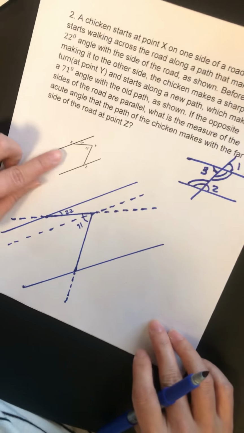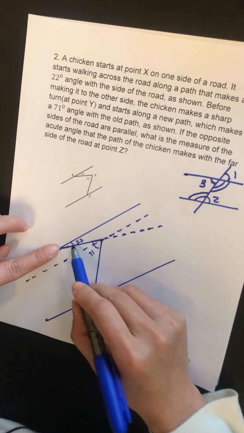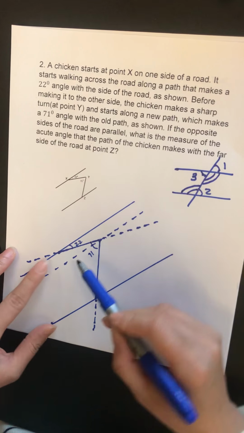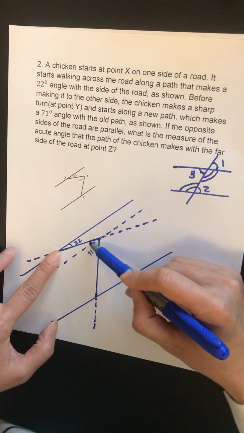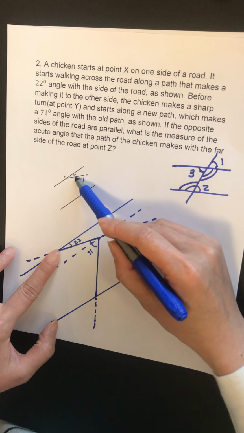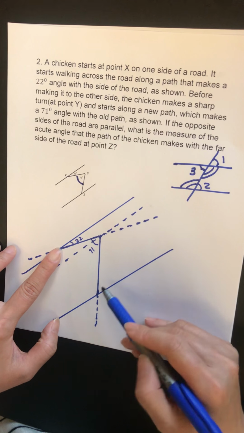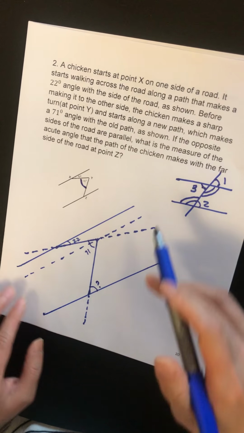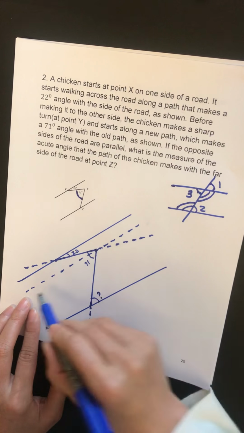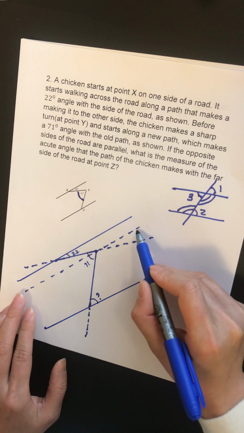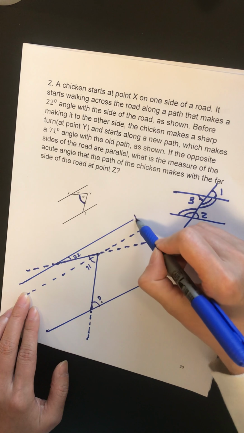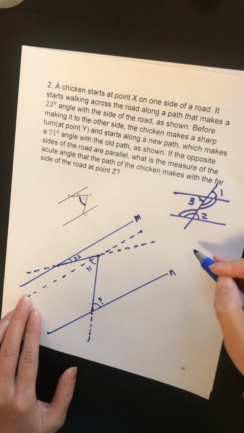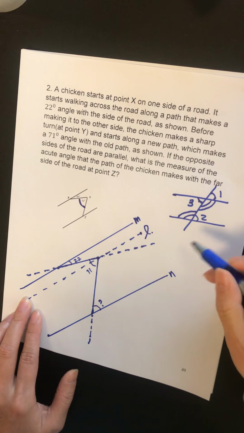problem. So we know this angle is 22. I just drew a bigger picture here. This angle is 22. This larger angle is 71 here. And we want to find what's the angle down here. Okay, first of all, at this vertex, we draw a dashed line. This dashed line is parallel to line M and line N. Say this is line L.